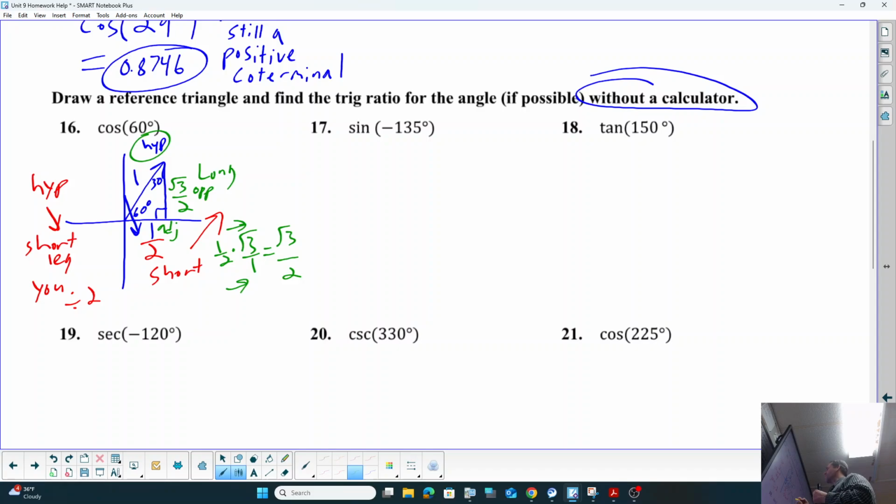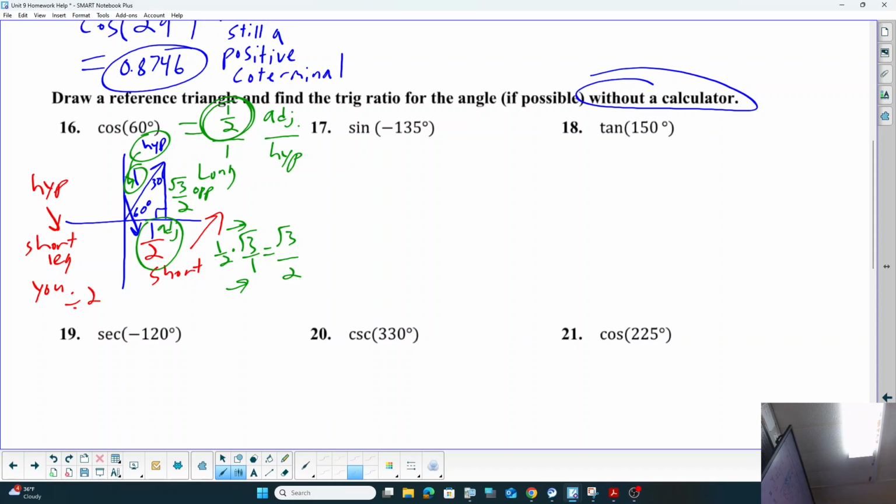Since the hypotenuse is equal to 1, we can go to cosine. And so cosine again is what? It's adjacent over hypotenuse. And adjacent was 1/2 over the hypotenuse, which we said is 1. So the answer is just 1/2. Does that make sense? Hope that makes sense.